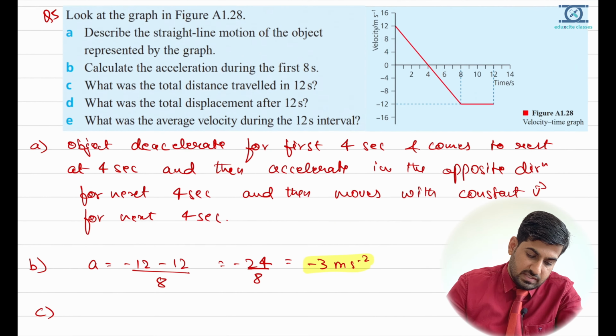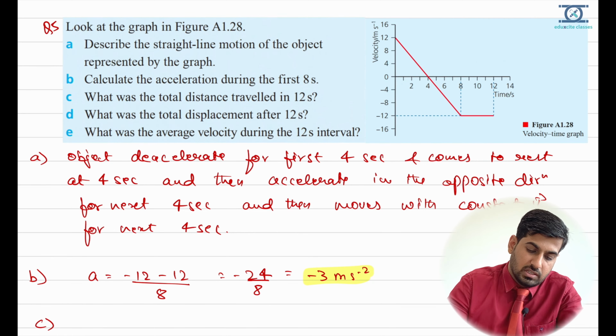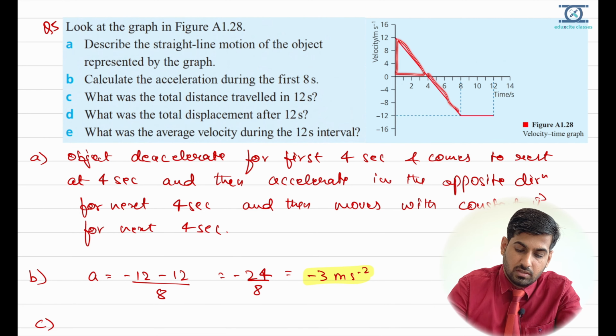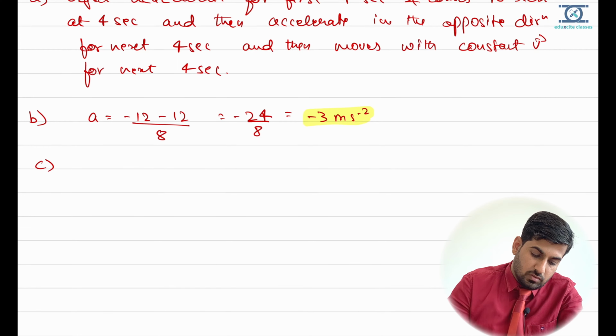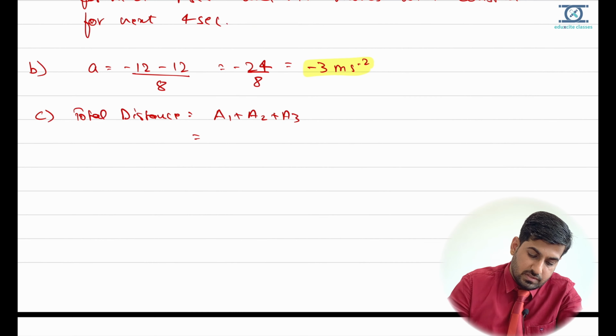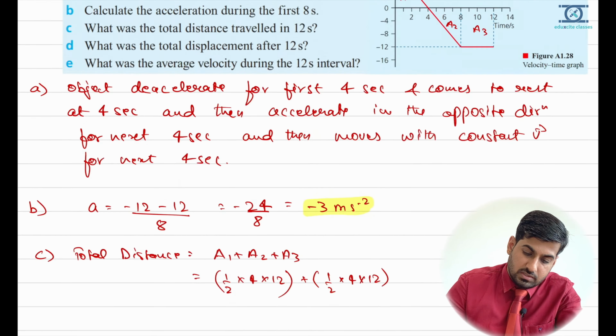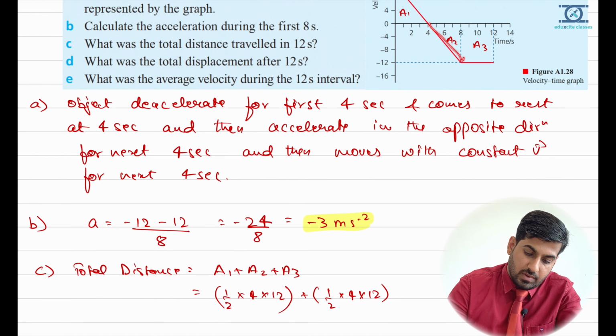Now the C part says what was the total distance traveled. Now total distance, we know that it is the area under the curve, the total. So let us say this is A1, this is A2, and this is A3. So the total distance, you can say, is the sum of A1 plus A2 plus A3. So you can calculate A1 is half base into height, which is half 4 into 12 plus half 4 into 12, because we have to take the magnitude only.